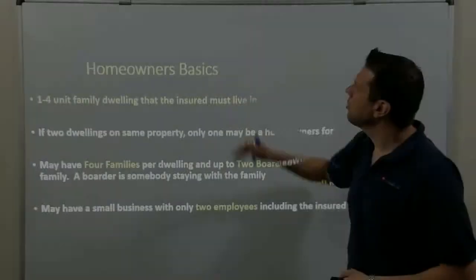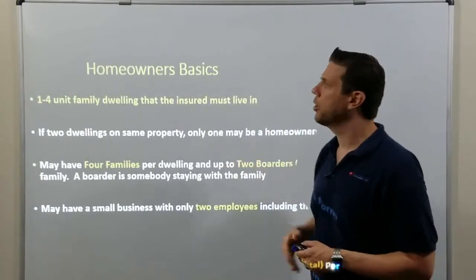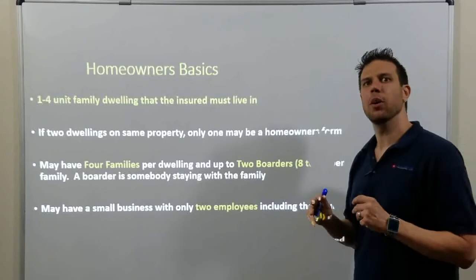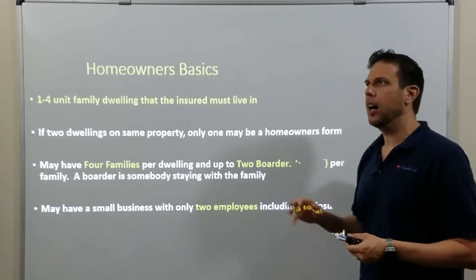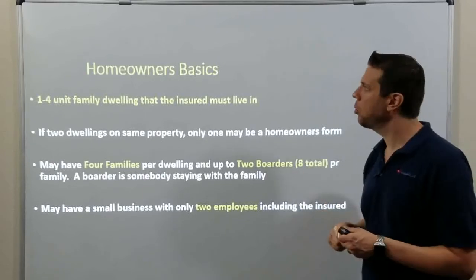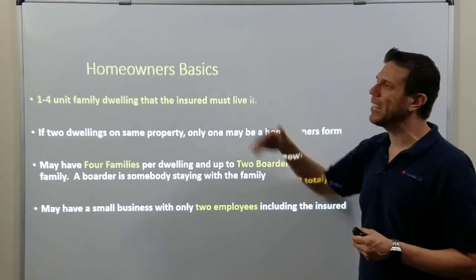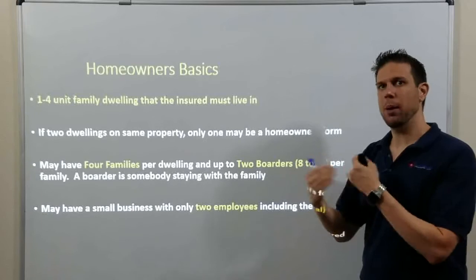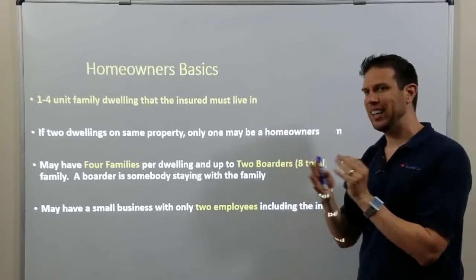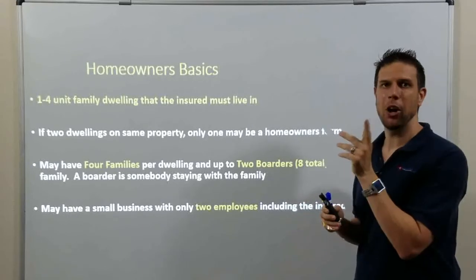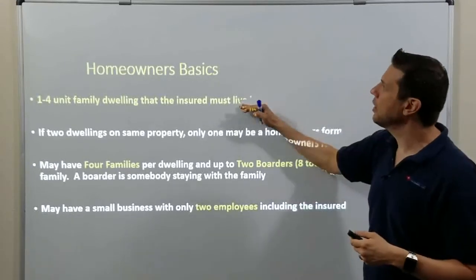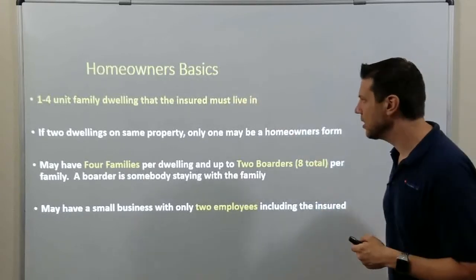A homeowner's policy is 1 to 4 units, and you have to live in one of the units. A 2-unit house would be a duplex, 3-unit triplex, 4-unit quadplex, but they have to be connected. If you have 2 properties on one piece of land, if they're not connected, only one of them can be homeowners. The other one would have to be dwelling insurance. So you have to live in the house for homeowners insurance.